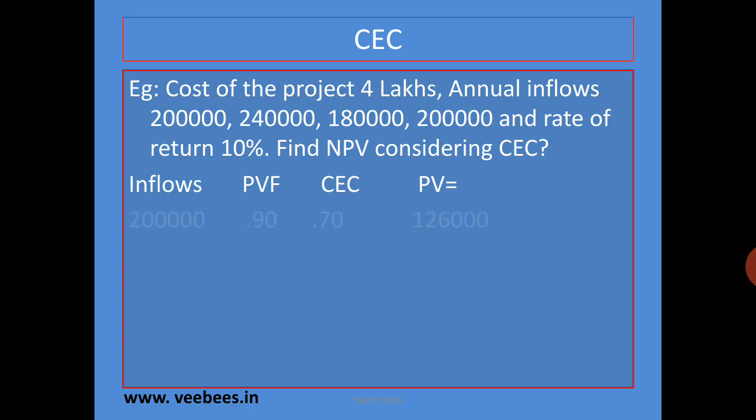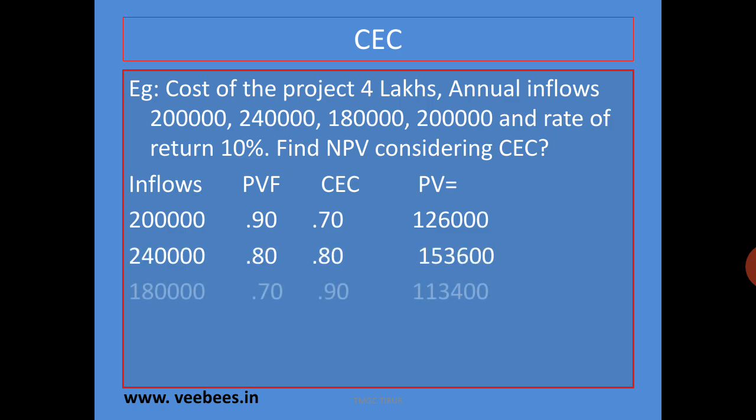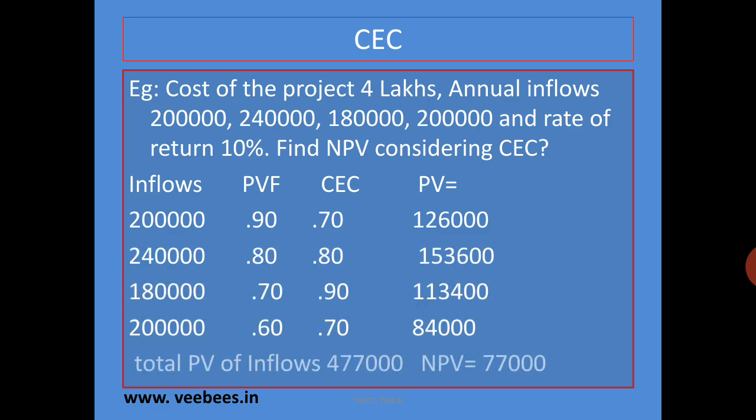PV is equal to, for example, first year cash flow is 2 lakhs, PVF 0.90, then CEC 0.70, then PV is equal to 2 lakhs into 0.90 into 0.70, which is equal to 1,26,000. So we additionally multiplied CEC with the inflows and PVF. Likewise all years' details are calculated and the PV is totaled. Total PV of inflows is equal to 4,77,000. So NPV will be 4,77,000 minus 4 lakhs, which is equal to 77,000.